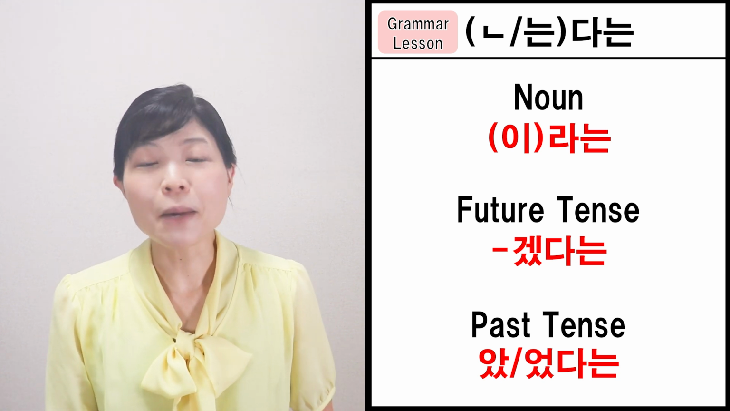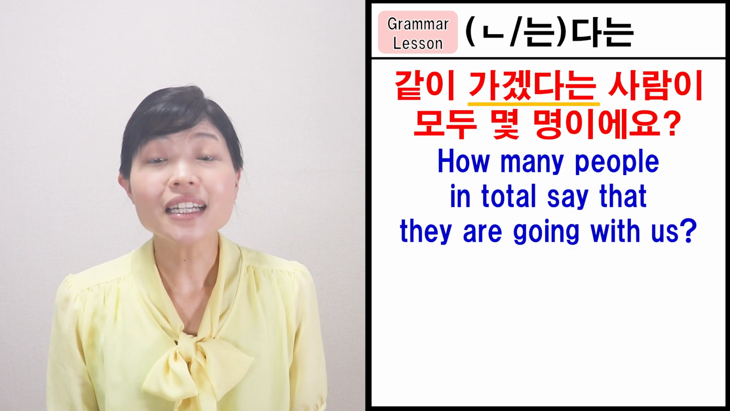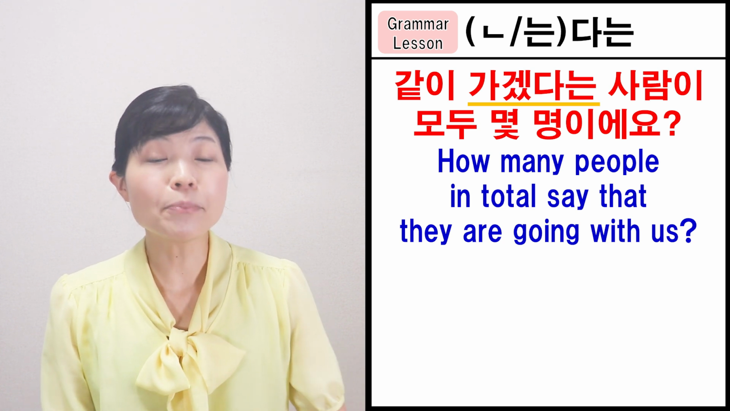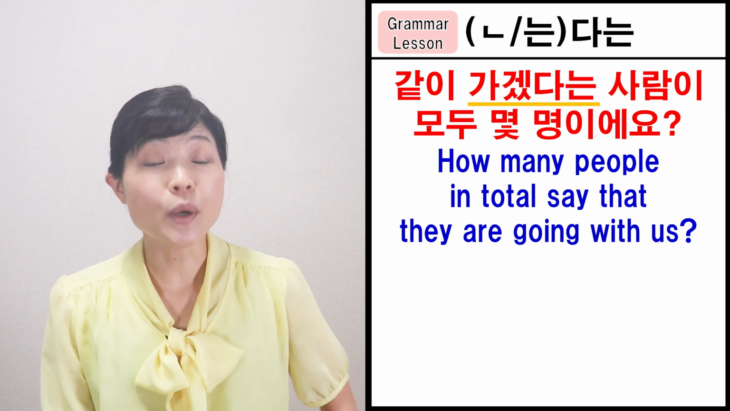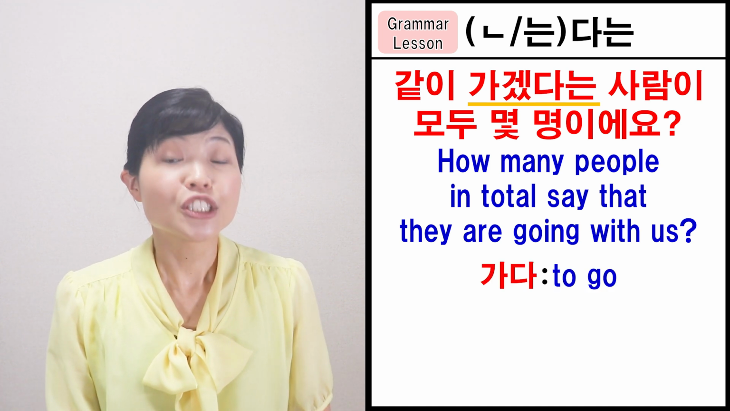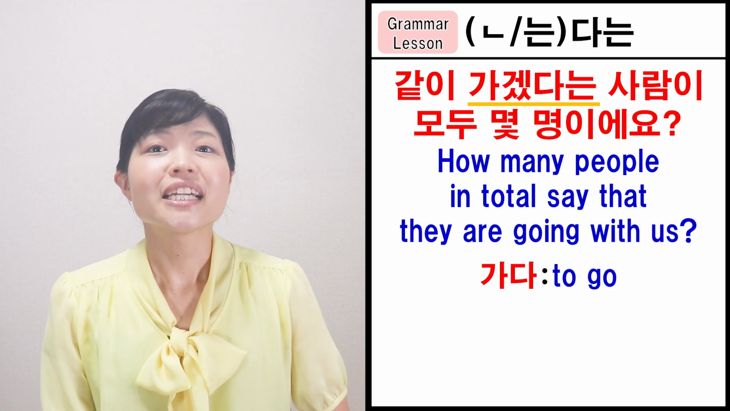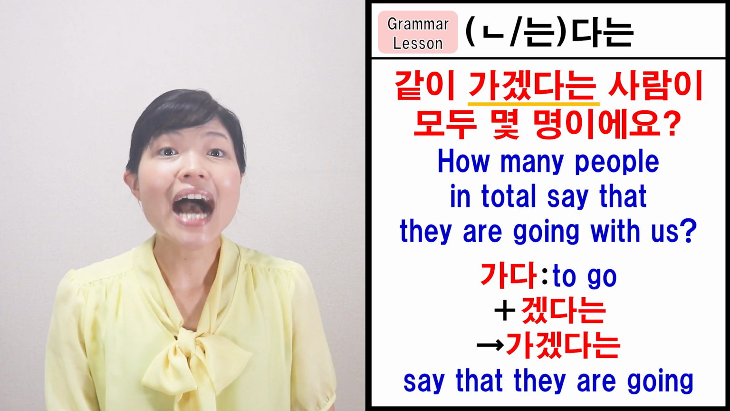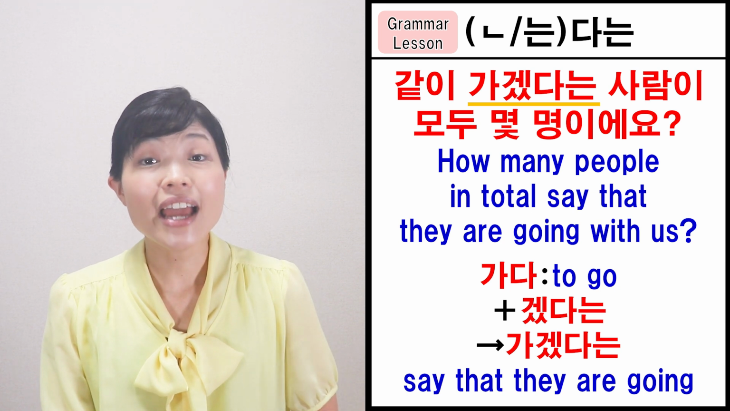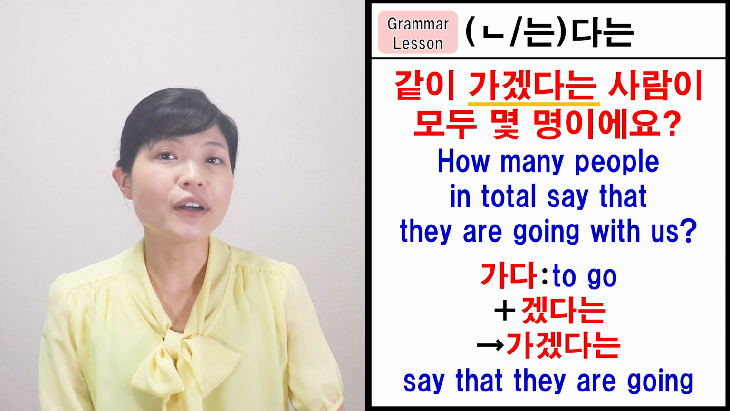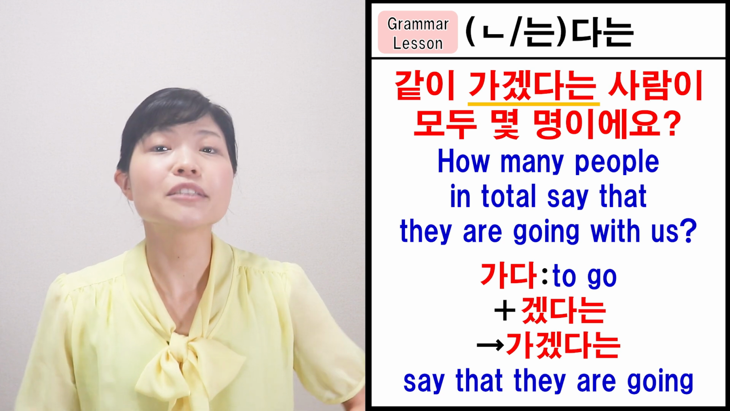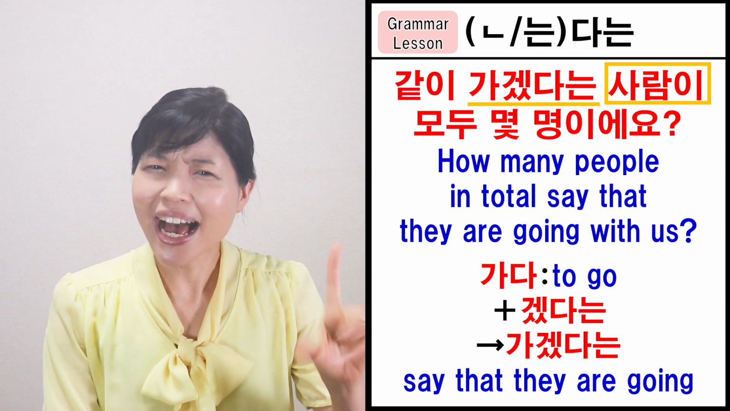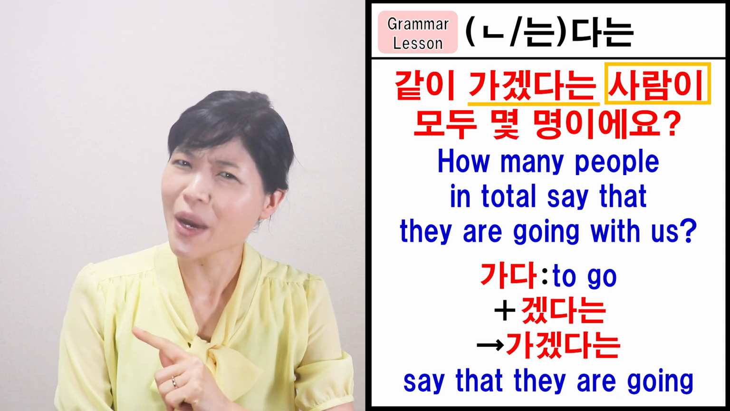Now, let's get to the sample sentences. 같이 가겠다는 사람이 모두 몇 명이에요? How many people in total say that they are going with us? Here, 가다 is to go, right? You attach 겠다는 to the verb stem. Therefore, it will be 가겠다는. Say that they are going. Can you see that the part 같이 가겠다는 is modifying the noun 사람, people? Do you get it? I hope you do, and I know you will.